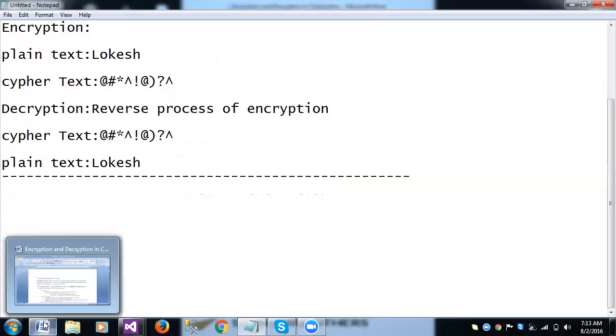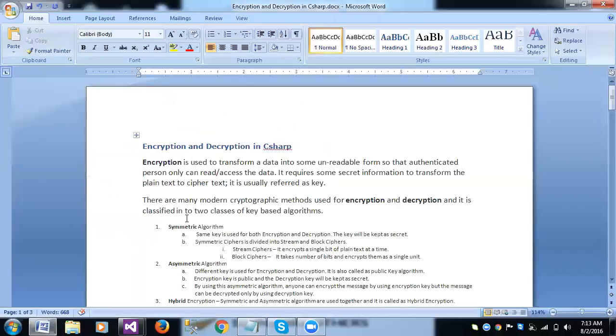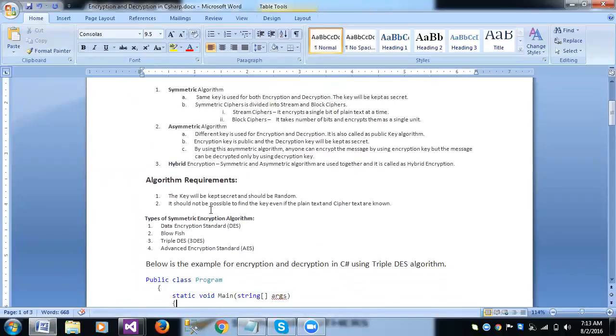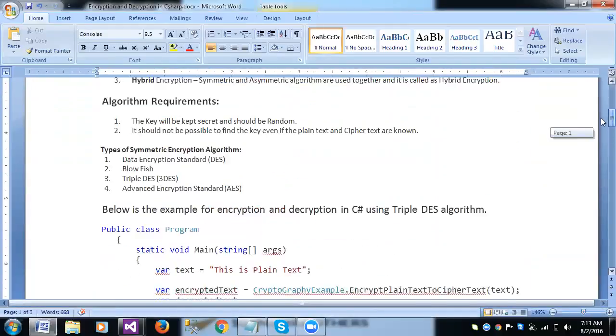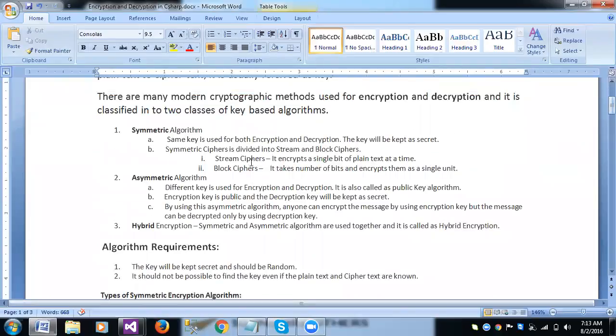So totally, many algorithms are there. For encryption and decryption, we use symmetric algorithms and asymmetric algorithms. Basically, algorithms are divided like this. What is symmetric and what is asymmetric? Symmetric means the same key is used for both encryption and decryption. The key will be a secret key.